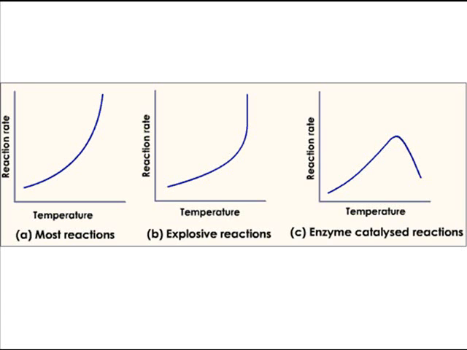Let's take a look at B, an explosive reaction. You would say, at first, as the temperature starts to rise, the reaction rate also rises. However, at a specific point, a slight increase in the temperature causes the reaction rate to dramatically increase. Notice how the description captures that the rate of the reaction is not consistent throughout a temperature change.